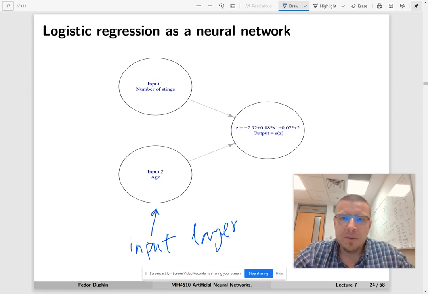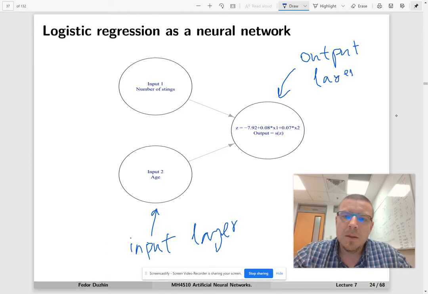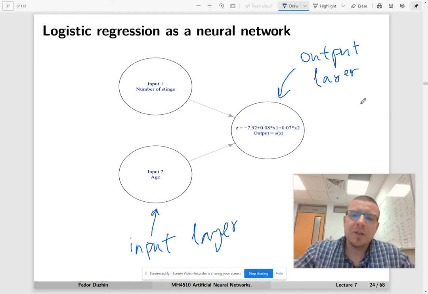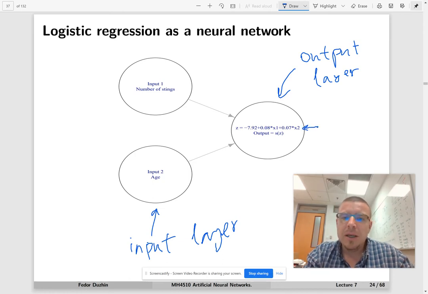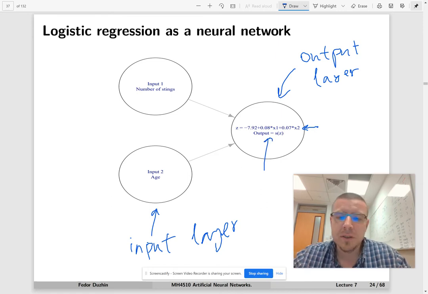It consists of two variables, and basically we input the values of these variables into our input layer. Then it has an output layer which computes the output. What happens in this output layer is a combination of two operations. The first operation is a linear function. We apply a linear function to our input, and then we apply a nonlinear function to the result of that linear function.